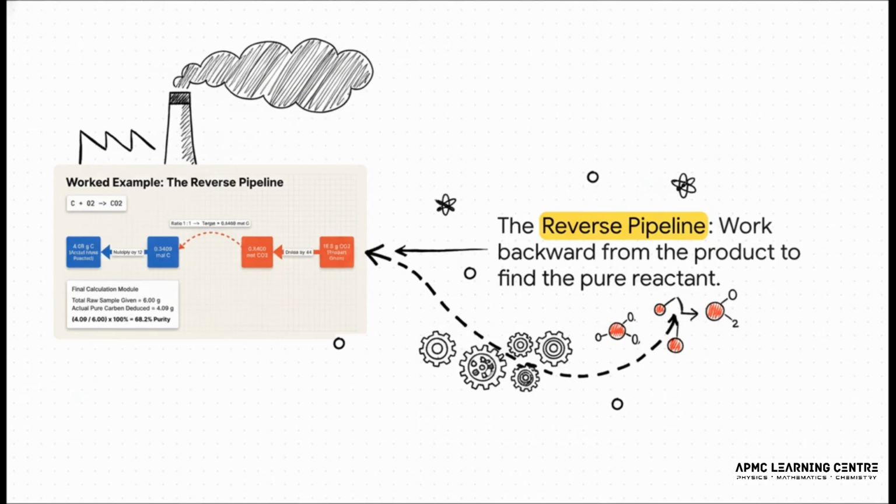Well, we use this really cool trick I like to call the reverse pipeline. Instead of looking at what we started with, we look at what we ended with. Let's say we made 15 grams of carbon dioxide. Okay, now we work backwards. The math is pretty clear on this. To get that much CO2, you had to have started with precisely 4.09 grams of pure carbon. It's non-negotiable. So even though our scale said we put in 6 grams of coal, it turns out only about 68% of it was actually the stuff we wanted. The rest was just along for the ride.